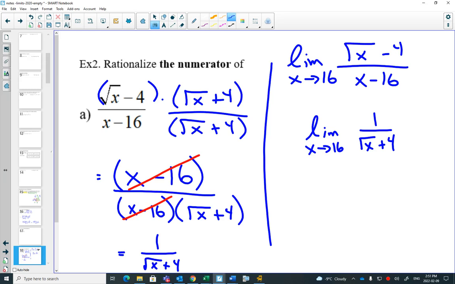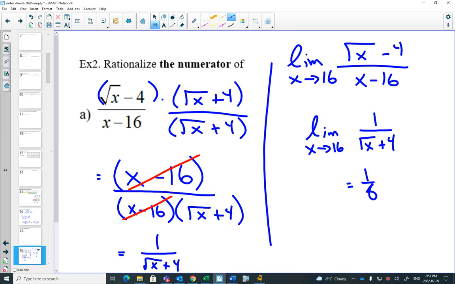And here, you could plug in 16. When x is 16, the bottom is going to be 4 plus 4, 8, 1/8. And we can say, well, if at 16 it's equal to 1/8, then as it gets close to 16, it should get close to 1/8.